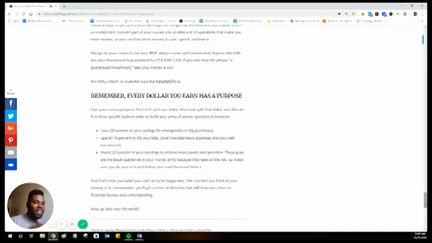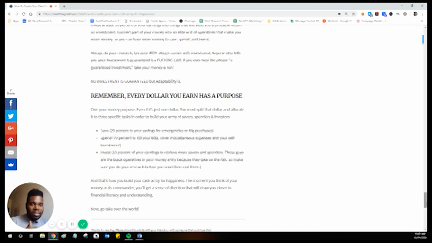So for every flow of income that you have, whatever that gets added to your bank, make sure that you save 20% to your savings for emergencies and big purchases, spend 70% to kill your bills, cover miscellaneous expenses and your self-investment. Just make sure that you spend your money wisely and that it's aligned with the things that keep you happy. And then also invest 10%.